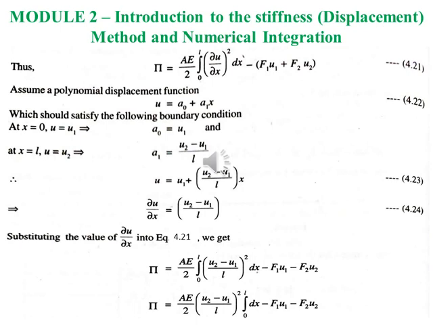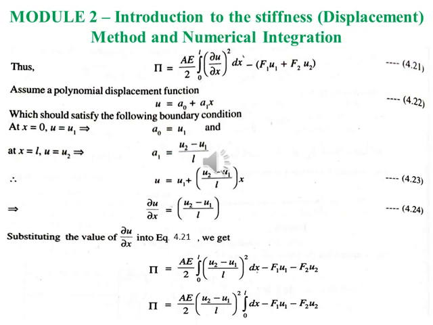So U1 will be equal to A0 plus A1 into 0, so U1 is equal to A0. Similarly, A1 will be equal to (U2 minus U1) by L. When I substitute the values x is equal to 0, x is equal to L, U is equal to U1 and U is equal to U2, I get the values for the variables A0 and A1. So A0 is nothing but U1, and A1 is equal to (U2 minus U1) by L.